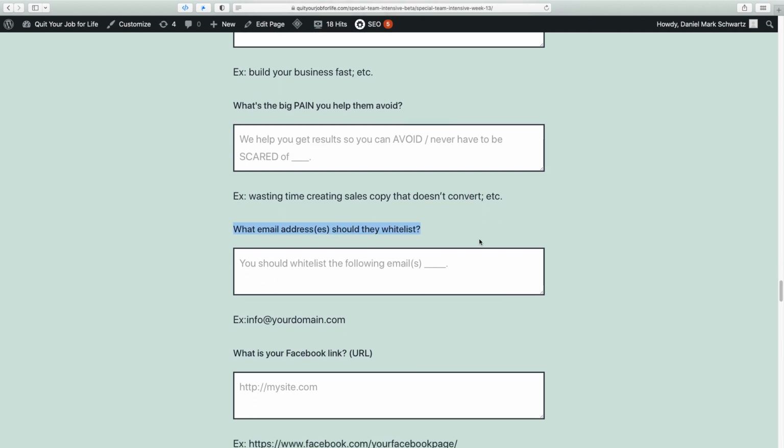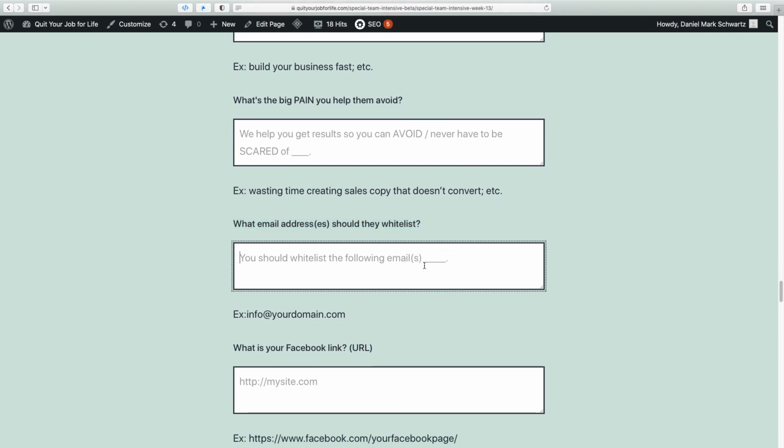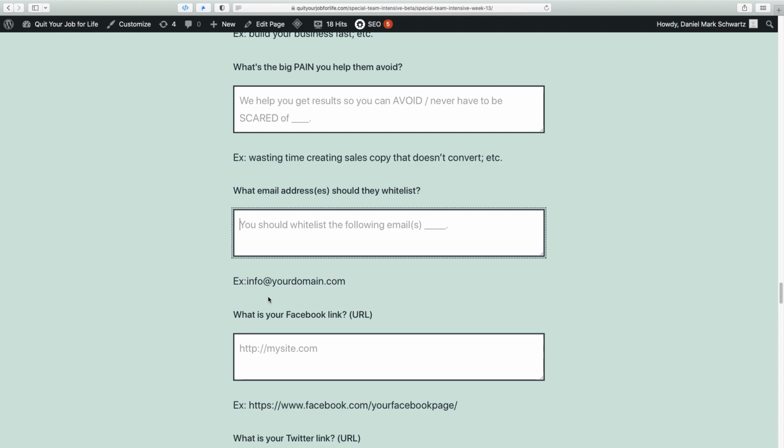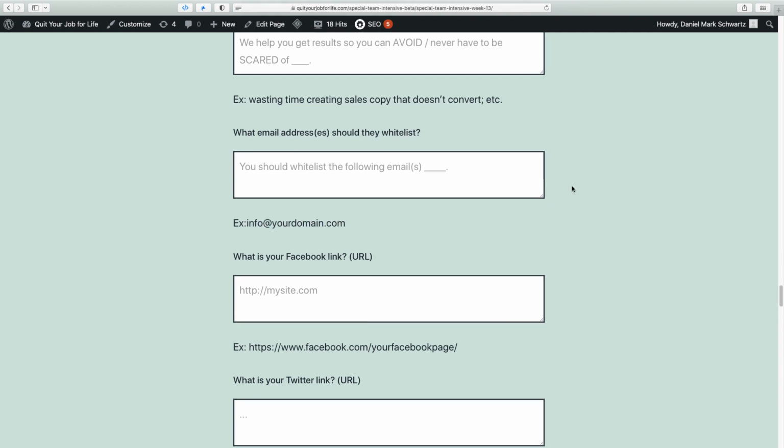What emails should they whitelist? So this is an email you'll be sending from ostensibly. These emails will be automated, but if you have an email account at your domain, I would use that. I tend to use my name, like Daniel at overcomingtoxicpeople.com. If you have an email you use frequently for business, you can just put that here. If you don't have anything like that, you're using a Gmail, you can just use info at one of your domains, and we can set that up.